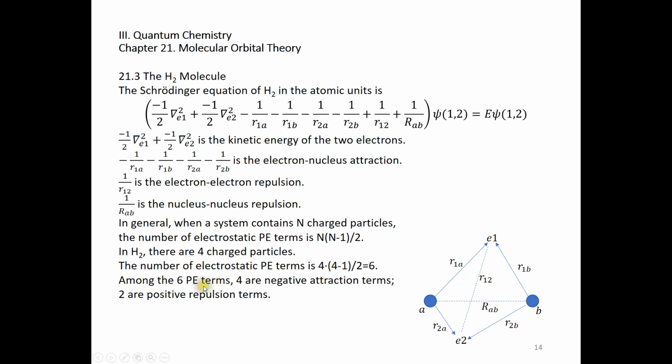Among these 6 potential energy terms, 4 are negative attraction terms, 1, 2, 3, 4, and 2 are positive repulsion terms between the 2 electrons and between the 2 nuclei. In this diagram, we can see the repulsion between nucleus A and nucleus B, the repulsion between electron 1 and electron 2, and finally the attraction between the 2 electrons and the 2 nuclei.